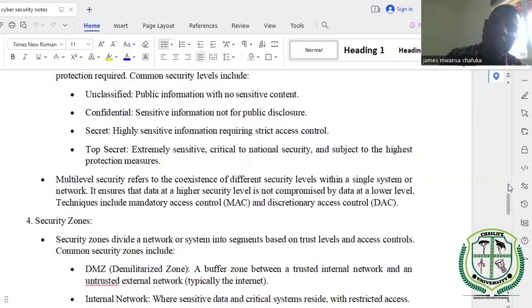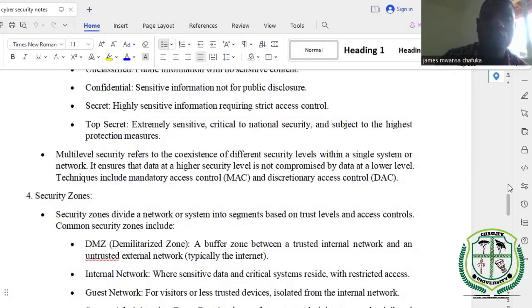And then we also have another point on computer security threats, which is security zones. On the aspect of security zones, the emphasis is on dividing a network or system into segments based on trust levels and access control. And apart from that, we also have common security zones, which include demilitarized zones, which are buffer zones between a trusted internal network and an untrusted external network, which is typically the internet.